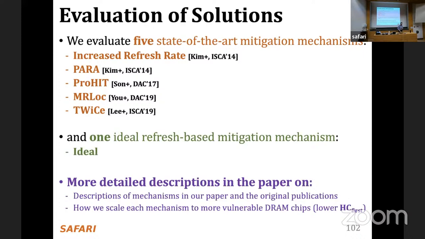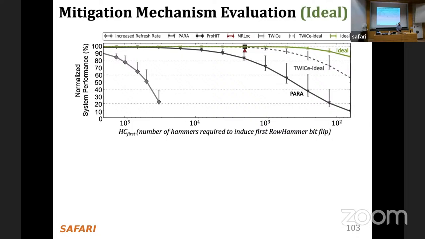And these are some results. So this is basically the hammer count, number of hammers required to induce the first RowHammer bit flip. That's a beautiful graph, by the way, when you're presenting something like this. I like this graph. Jeremy did this graph. He was my PhD student. He won the best dissertation award in the European Design Automation Conference. You can see that this is the hammer count, and this is the normalized system performance that you get. 100 is no performance loss. 100% is as if you didn't have any mitigation mechanism. Ideally, it would be at 100, right?